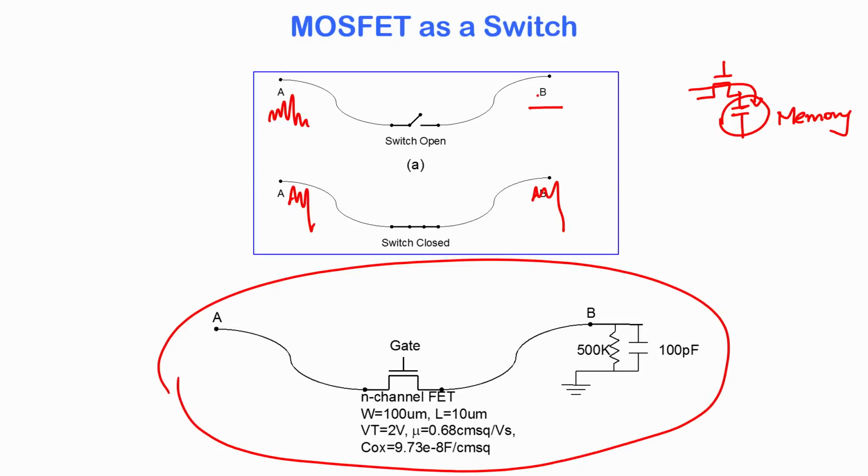So, the use of a MOSFET as a switch is extremely important, even when it comes to analog circuit applications. And more than that, the use of a MOSFET as a switch is the essence of digital circuit applications. Okay. So, let us study some of the important aspects of the MOSFET working as a switch.